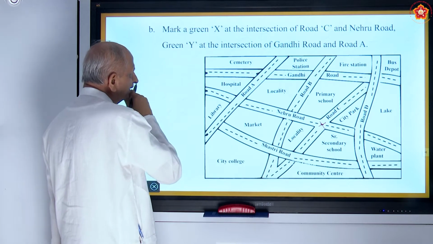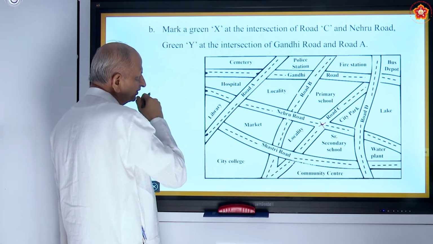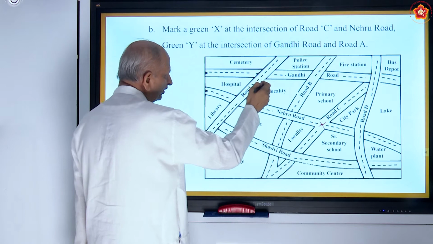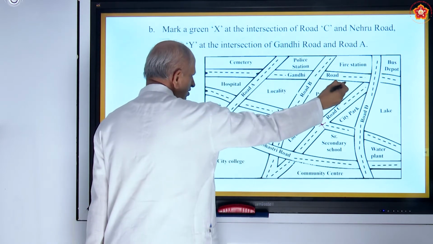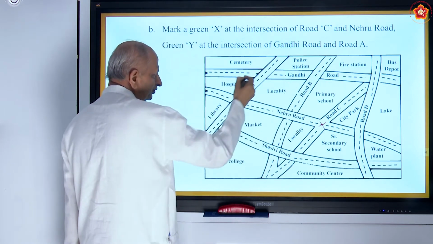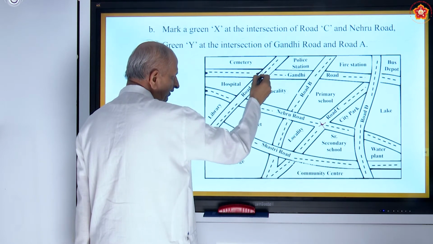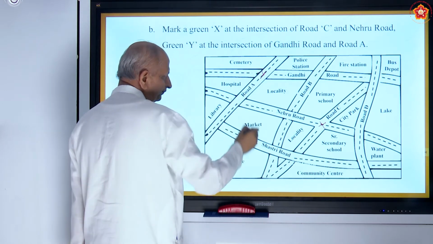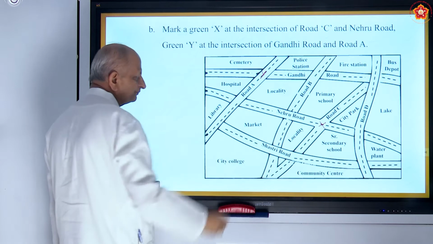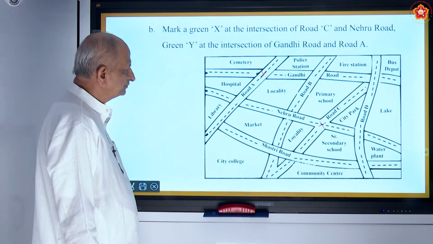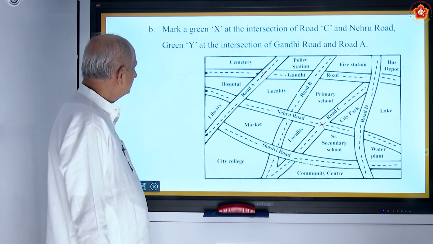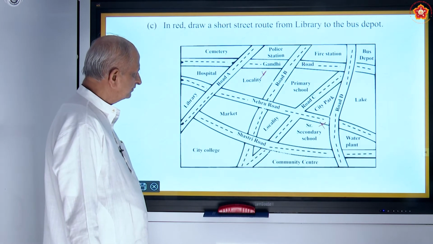And green Y at the intersection of Gandhi Road and Road A. This is Gandhi Road, this is Road A. So where it meets, you call it Y. This is X, this is Y. Okay. So that is the second question to be answered.